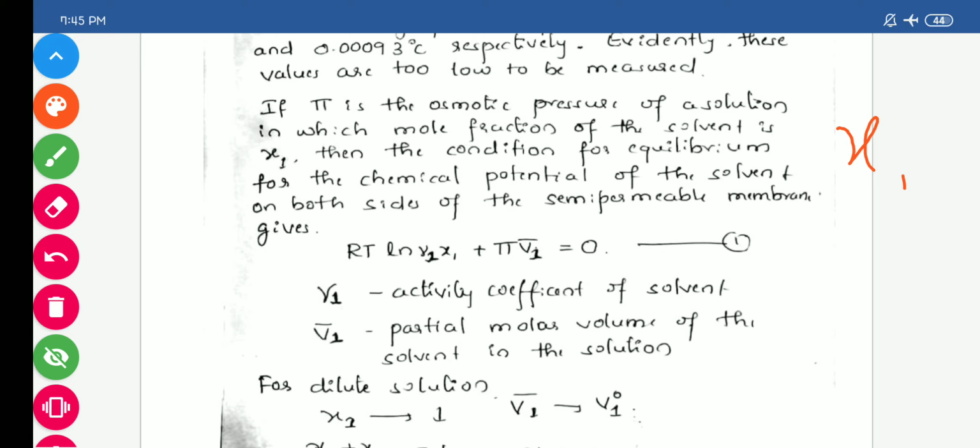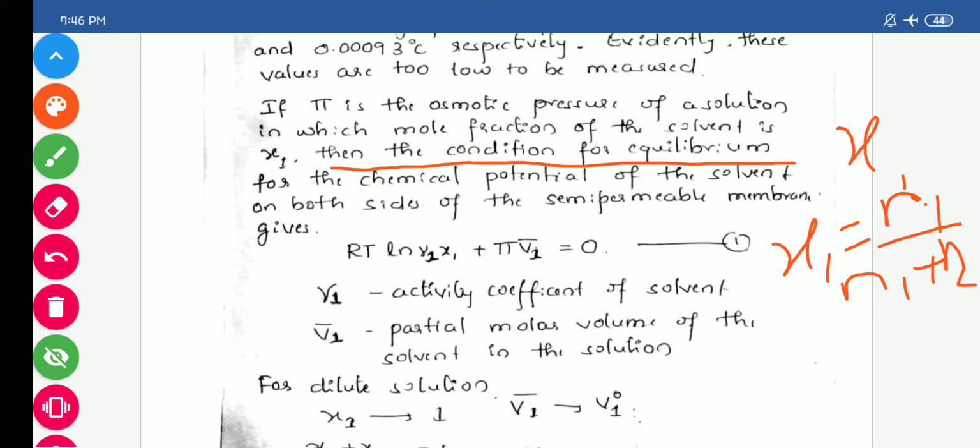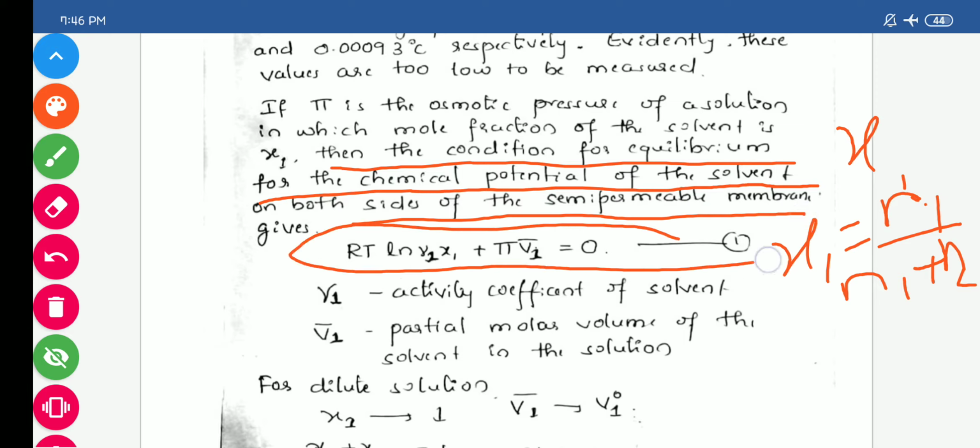Mole fraction is equal to the number of moles of the solute divided by the total number of moles. The ratio of the number of moles of solute to the total number of moles is called the mole fraction. And then the condition for equilibrium for the chemical potential of the solvent: we are taking here a polymer solution, a dilute solution, and the chemical potential of the solvent on both sides of a semipermeable membrane. So the chemical potential at equilibrium, that condition will be like this.